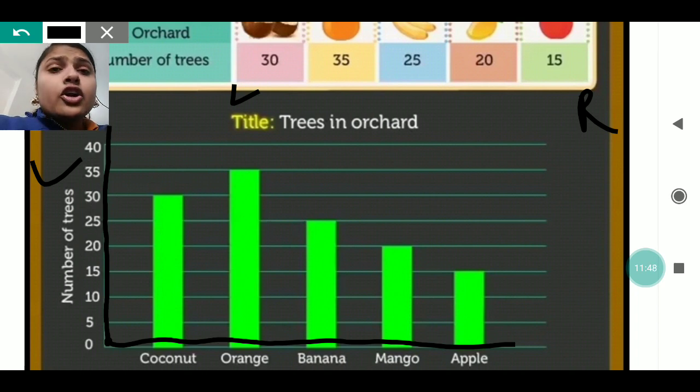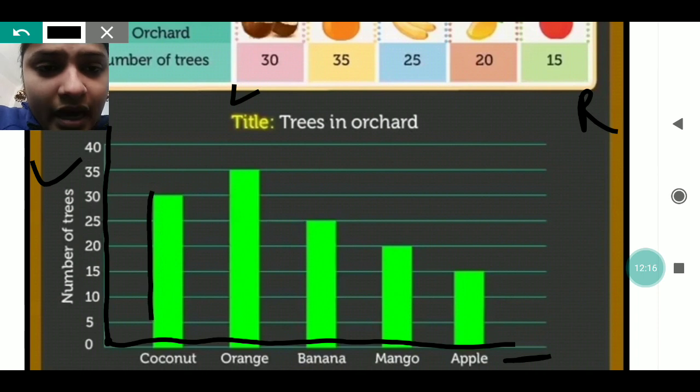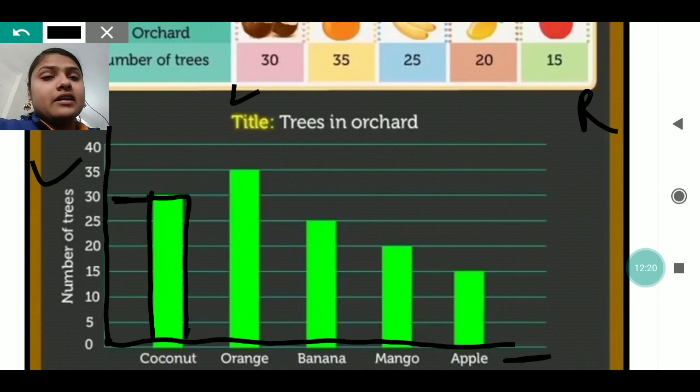After that you can draw the bars. First, downside, you will write the names of the fruits: coconut, orange, bananas, mango and apple. Like this you will write the names. After that you have to draw the bars. So first the coconut. How many coconut trees are there? There are 30 coconut trees. So you have to draw one bar which should be at 30. Till 30 you have to draw.